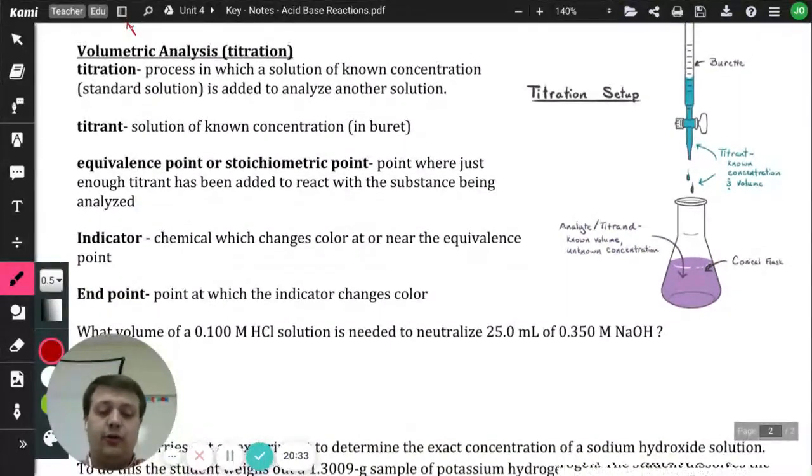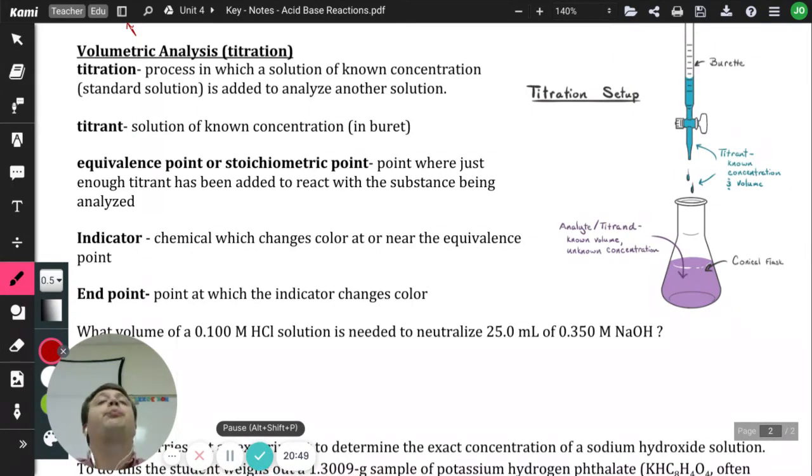All right. Now, we've got two parts to our titration. We've got our titrant, which is going to be the solution of known concentration. And then we've also got our titrand, or analyte, which is going to be the solution that we're trying to predict what it actually is, or the concentration that it actually is.